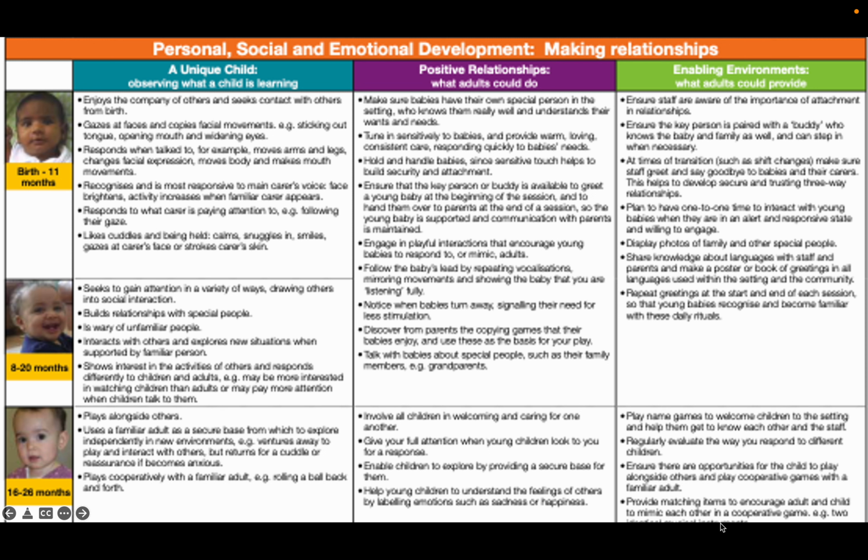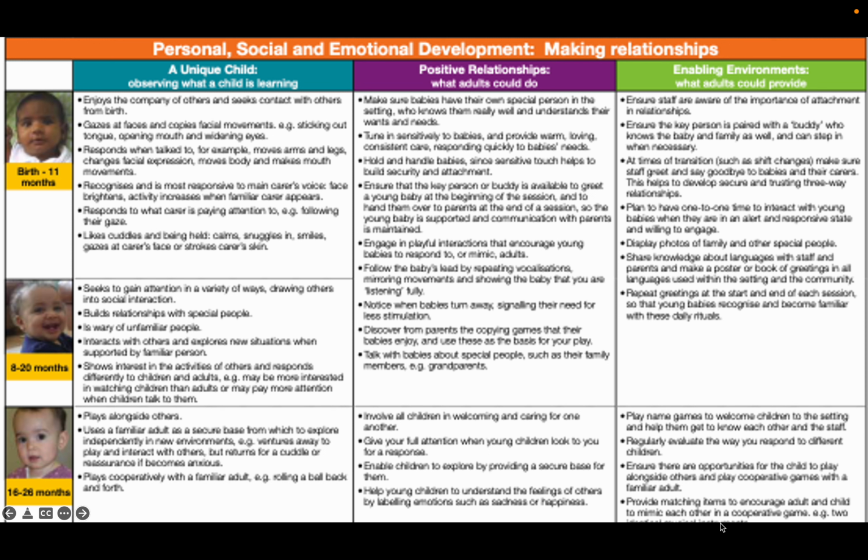So in these first 3 age groups you can see that the milestones are there in the very first column, the turquoise column that says a unique child. And all of these things, for example, birth to 11 months, personal, social, emotional development, making relationships, the very first milestone for birth to 11 months is the child enjoys the company of others and seeks contact with others from birth. So that is the very first milestone.